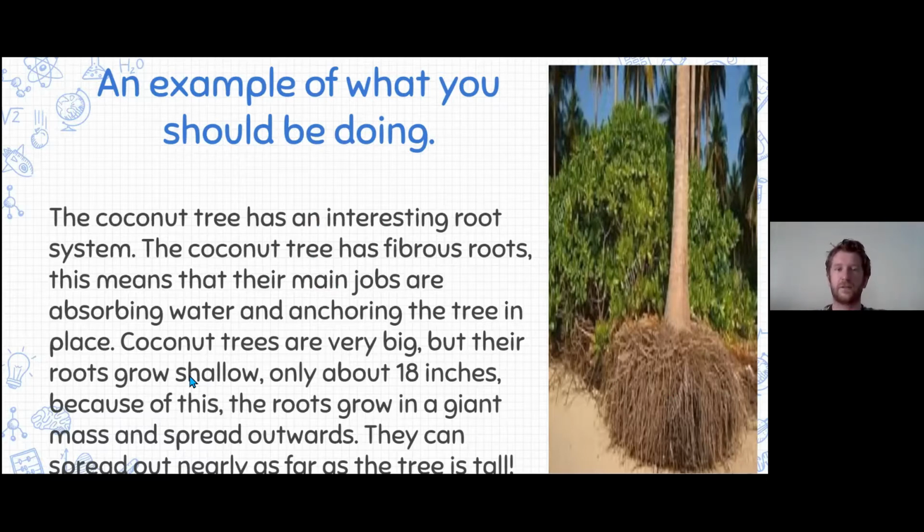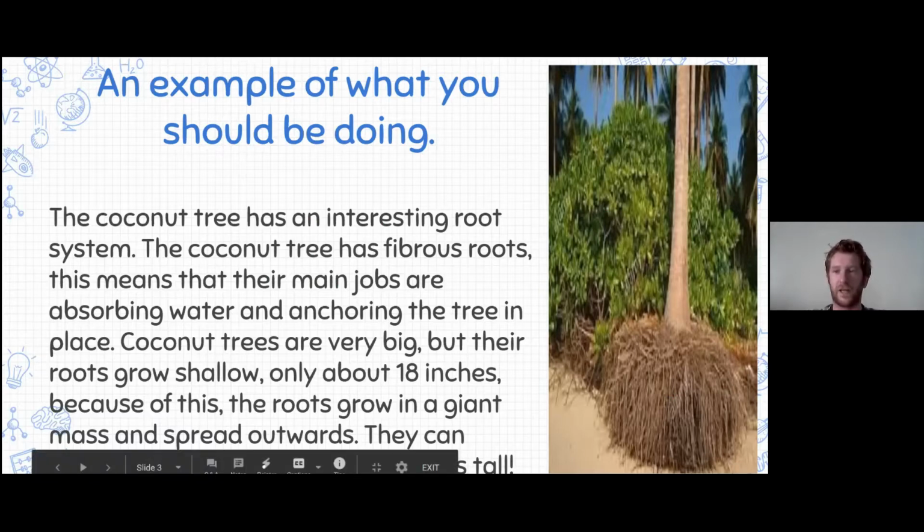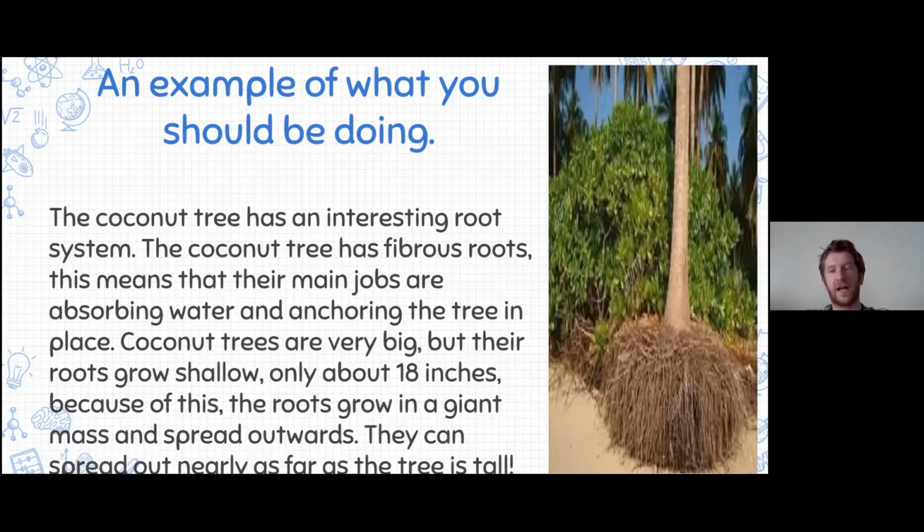In this case, the roots grow shallow because of where the coconut tree is, on the sand. They don't necessarily grow in sand, but they grow very near to it. The roots don't grow down very deep, but they grow in a giant mass. Look at all these roots here. The coconut tree will grow roots like this, and then they spread outwards in order to anchor the plant in.